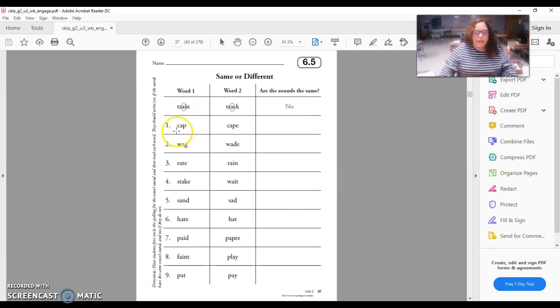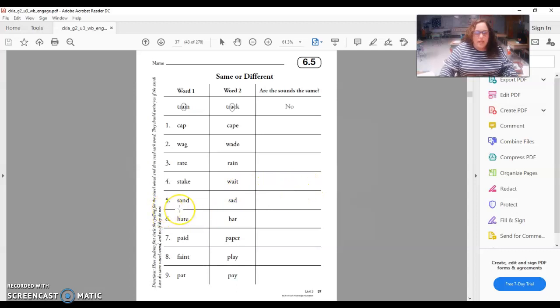Ready? Number one, cap, cape. Right, yes or no? Number two, wag, wade. Yes or no? Number three, rate, rain. Yes or no? And don't forget, you need to be circling the vowel sound in each word.